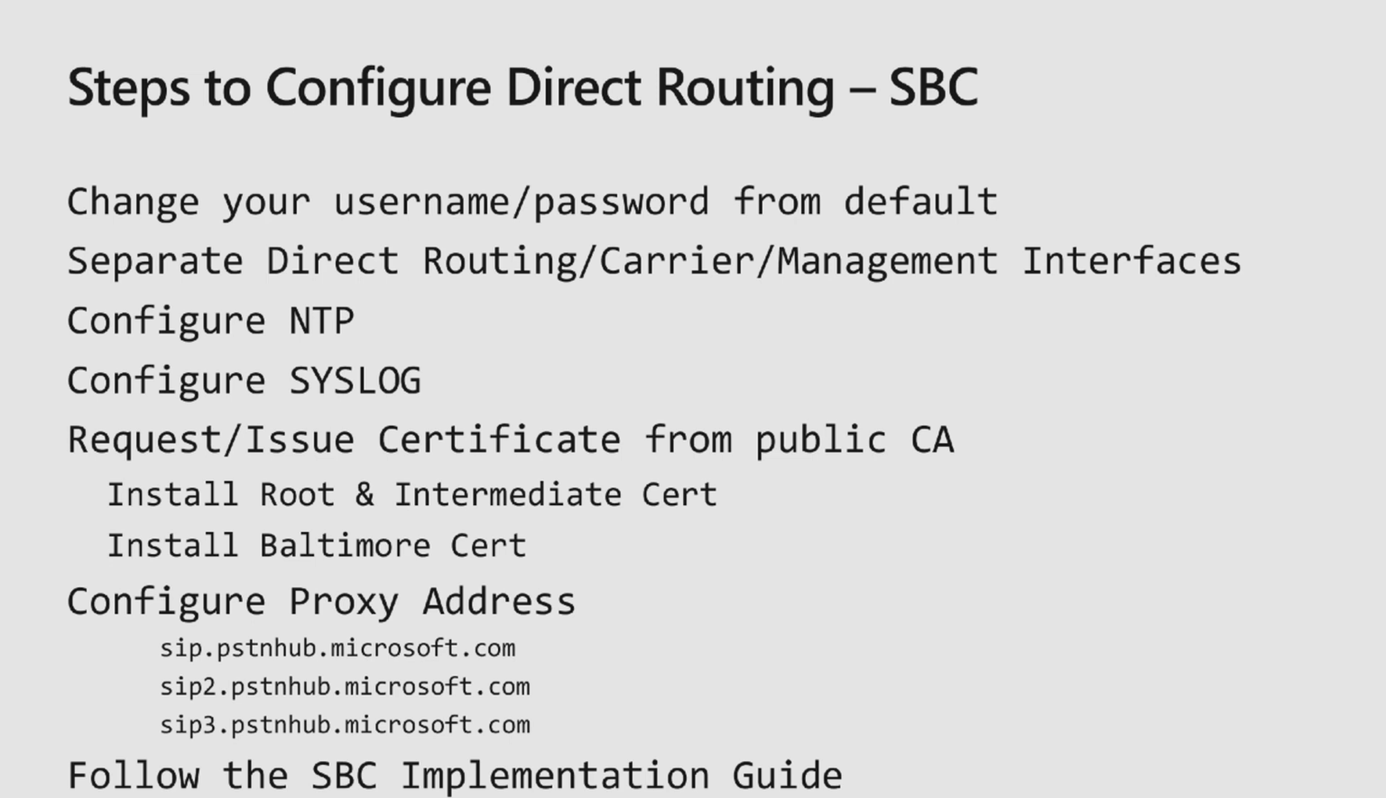Request and issue your certificates from a public CA. Make sure you install your root and intermediate CAs on the device, on the SBC, as well as the Baltimore certificate. The Baltimore root certificate is the one from Microsoft. So they are the two areas that we get support calls on. Configure the proxy addresses. When you're configuring the proxy addresses, the sip.pstnhub.microsoft.com, do not change this order. Depending on the location you are, they'll go to US, and then Asia, and then the UK, EMEA, and that's all automatic. You don't have to touch that. And of course, follow the SBC implementation guide from your vendors.